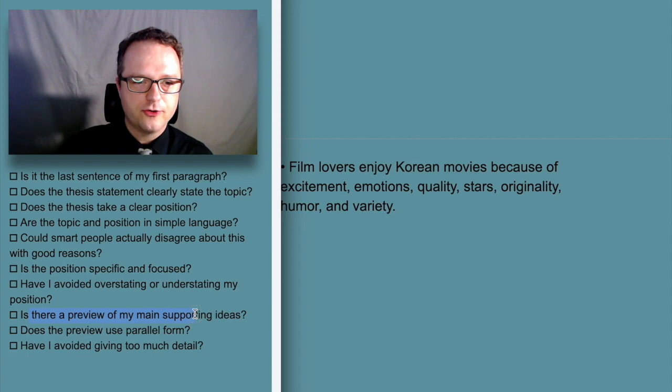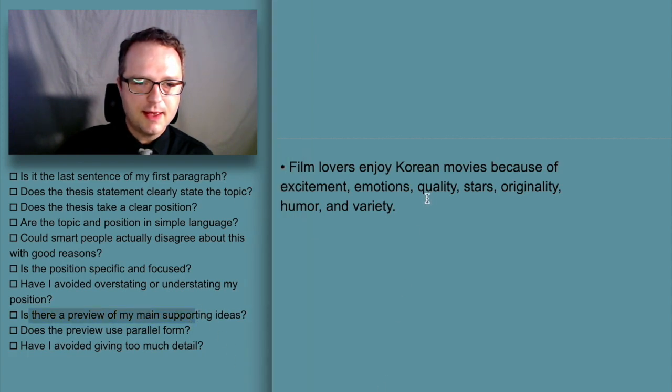Is there a preview of my main supporting ideas? Yes, but here's where the problem is: I have 1, 2, 3, 4, 5, 6, 7 supporting ideas. And that's just too many supporting ideas. So let's, well, hold on. Does the preview use parallel form?